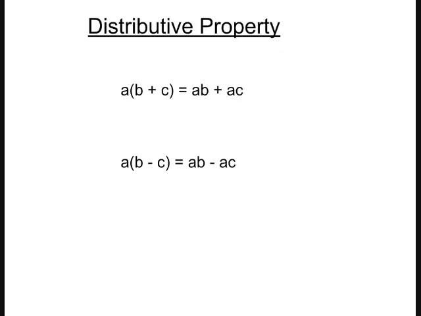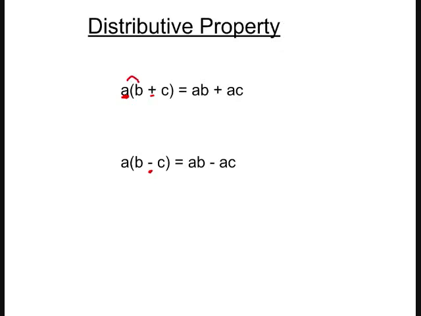The idea behind the distributive property is that we have something that is being multiplied to a set of parentheses. Inside of those parentheses, we can either have something being added or subtracted. It doesn't matter which. And what it allows us to do is, instead of just saying we've got the thing on the outside, which in this case is A, being multiplied to the group of parentheses, we can break this apart and get rid of the parentheses.